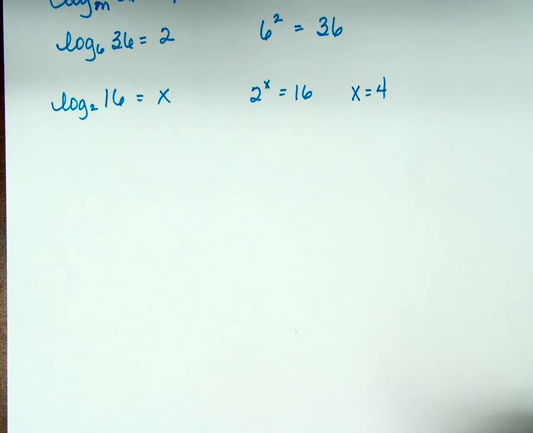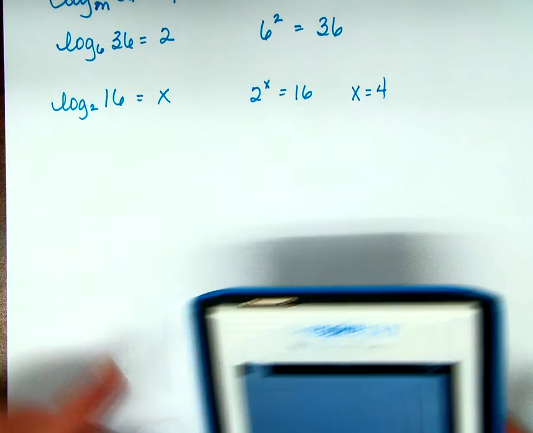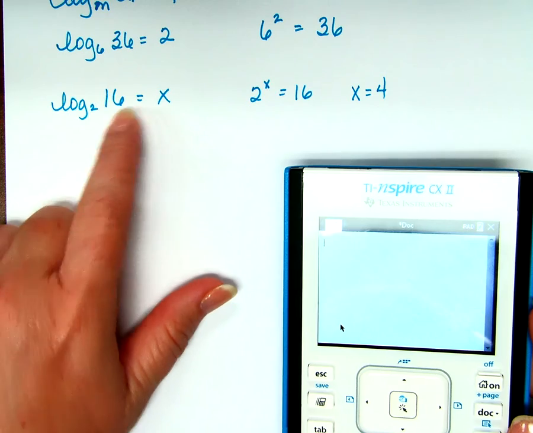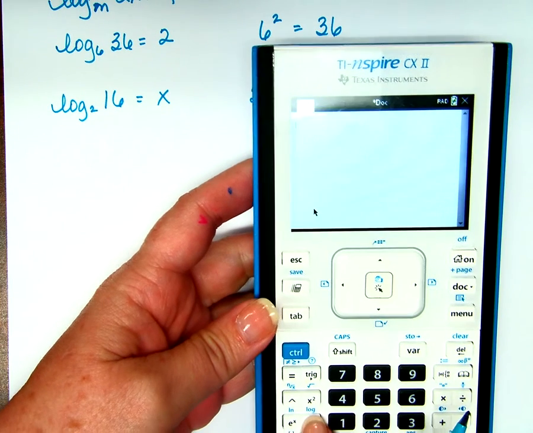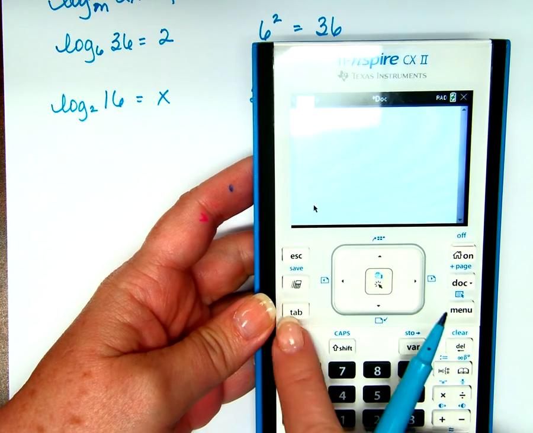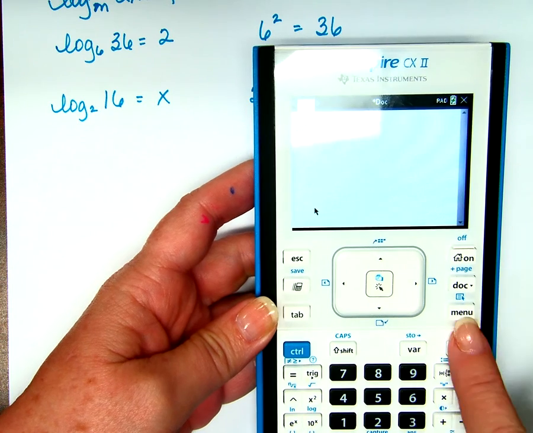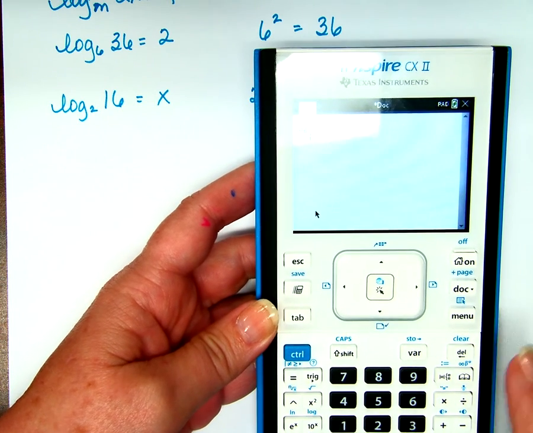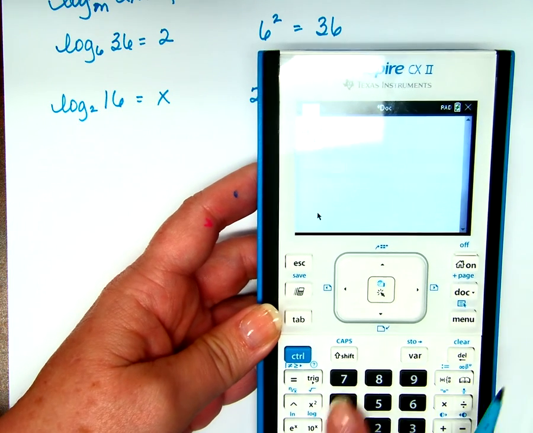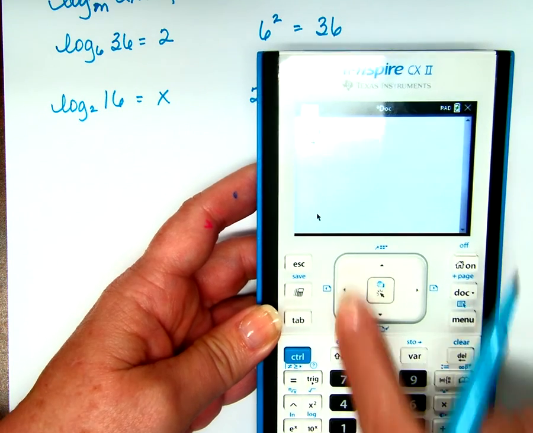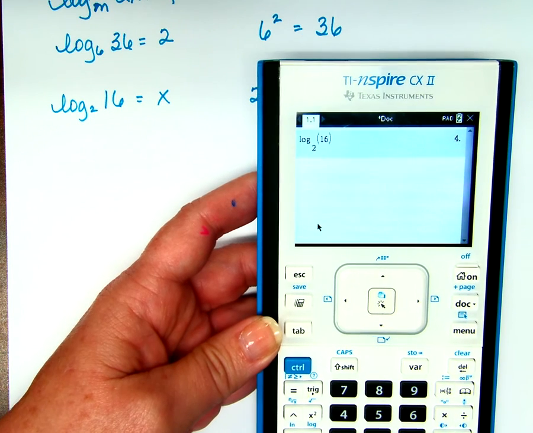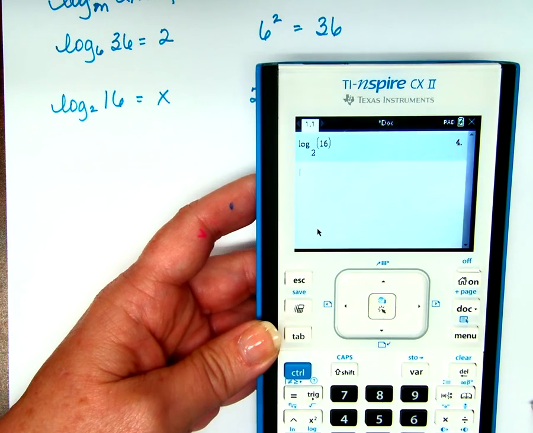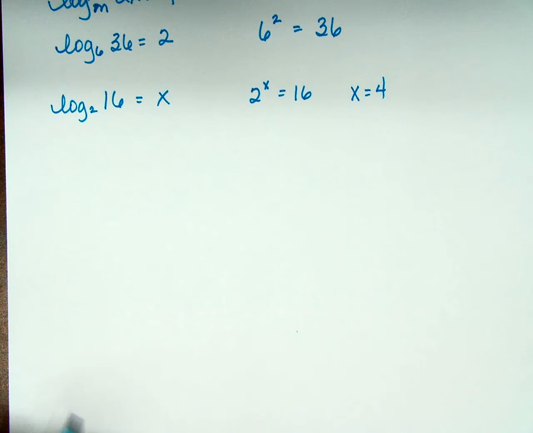But there is something else we could do. Because it's equaling x, we could put log base 2 of 16 just straight into our calculator with the log right down here. We'd say control log, log base 2 of 16, and hit enter. Oh look, 4. Just like we thought it would be, right?